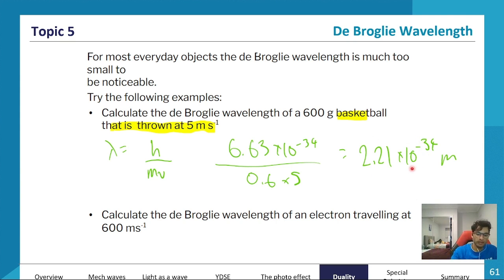And you can do the same sort of calculation for electrons. And when you do that, you get a wavelength of 1.21 times 10 to the negative 6 meters. Well, yes, it's small. This is in the range of micrometers, and we can actually do things at this size, but 10 to the negative 34 is just too small. And that's why we can create diffraction patterns with electrons.